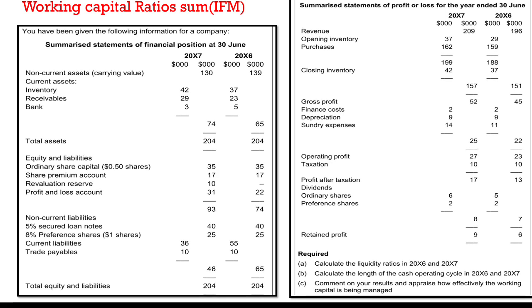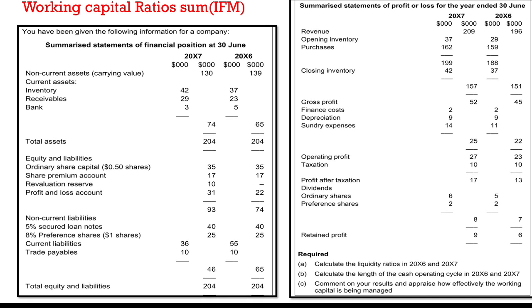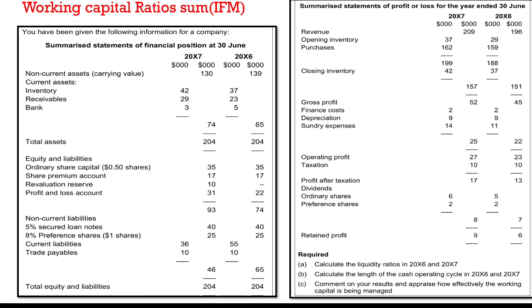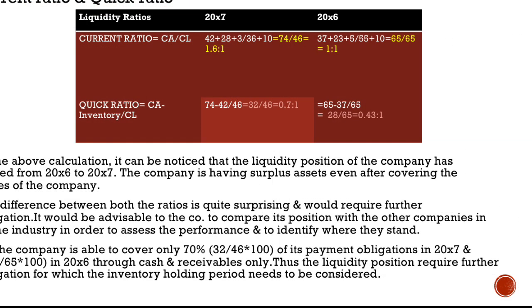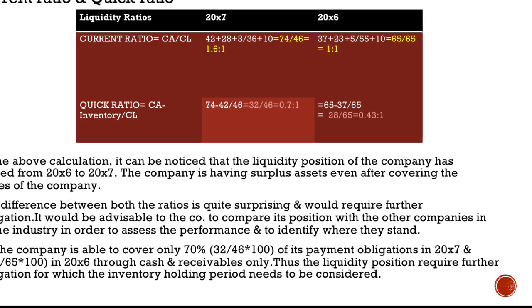Also the length of cash operating cycle for 2006 2007, and the third is they are asking you the explanation with the ratios calculated. So the first question asks you to calculate liquidity ratio.